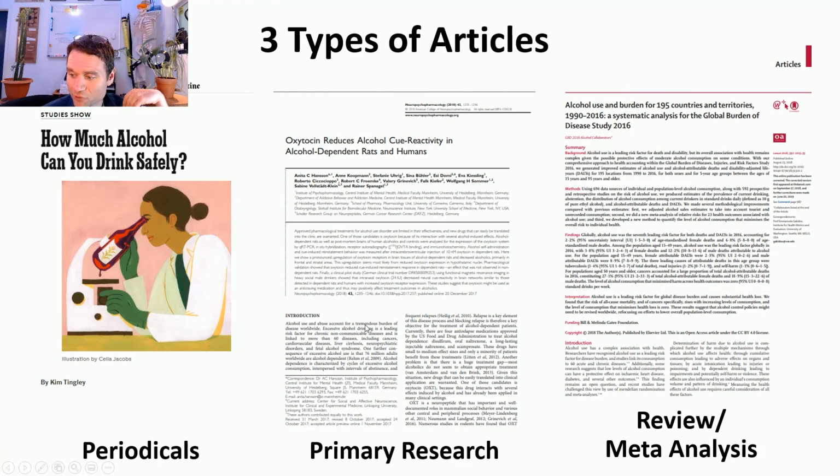And then it usually will start with an introduction. I'll talk about the different parts of a primary research article later. Now, that's not a perfect indicator that it's primary research, because there is another kind of journal article, and that is called a review or a meta-analysis.